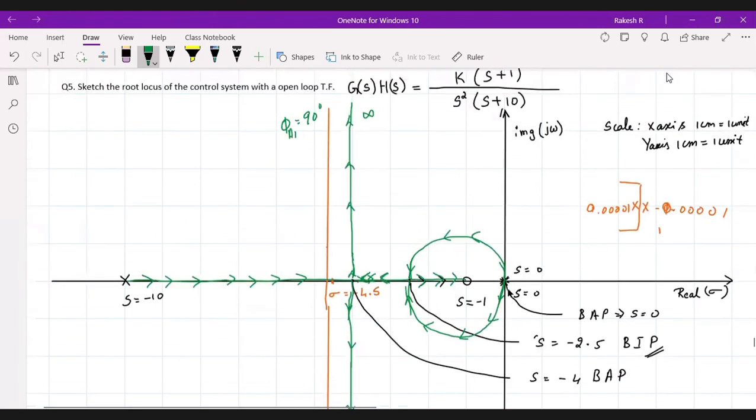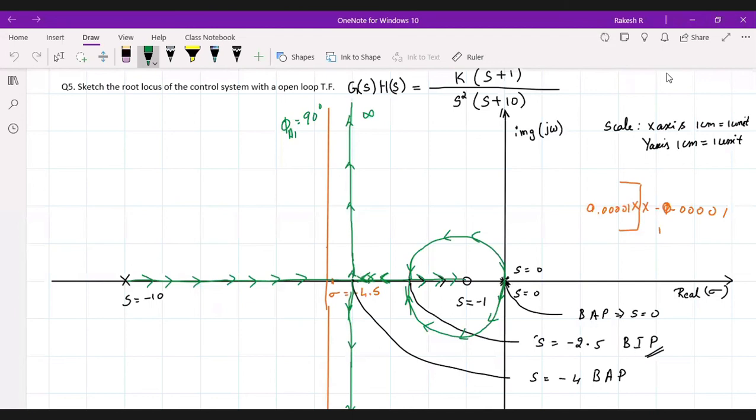So what you need to consider here is the breakaway and break-in points. How many do we have? Three breakaway and break-in points, that is s is equal to 0, s is equal to minus 2.5 and s is equal to 4. These are the three breakaway and break-in points. So you need to state that correctly here, right? Because s is equal to 0 is a valid breakaway point.